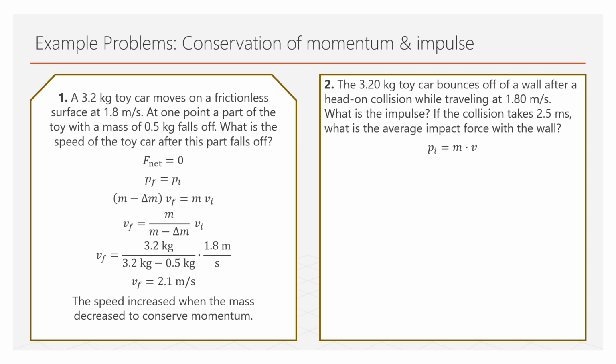We can start with the initial momentum, which is just the mass of the car multiplied by its speed. And we can draw the velocity vector like this. Here, we will take motion to the right to be positive.